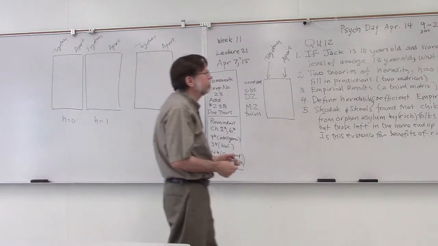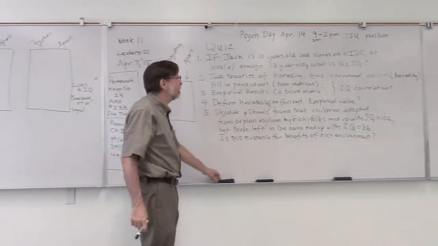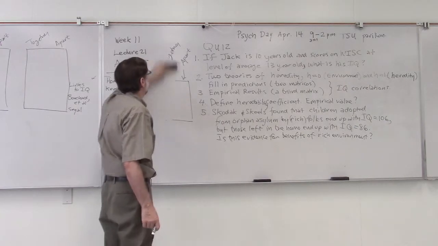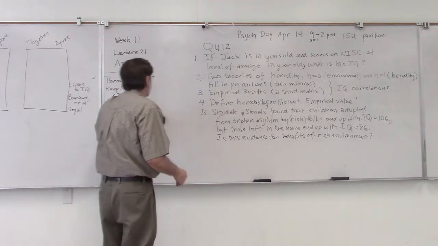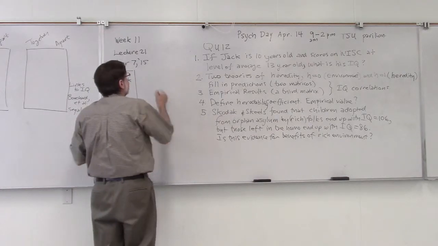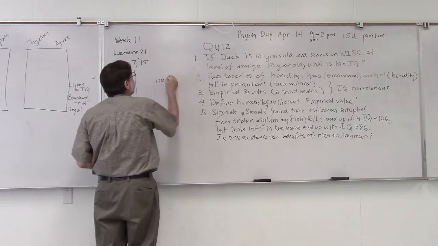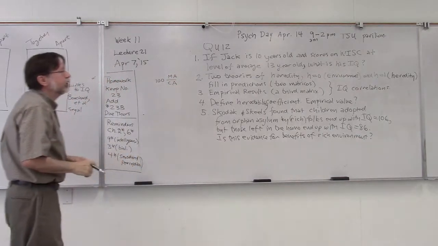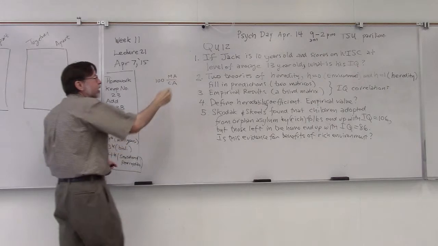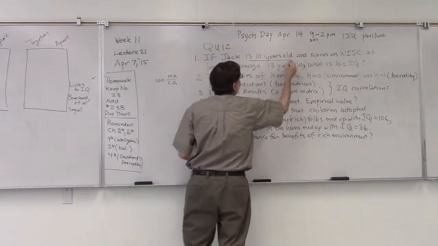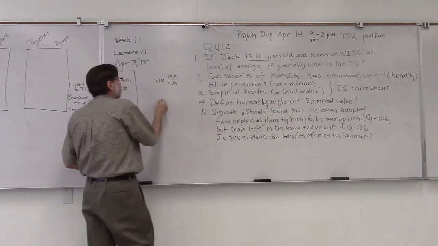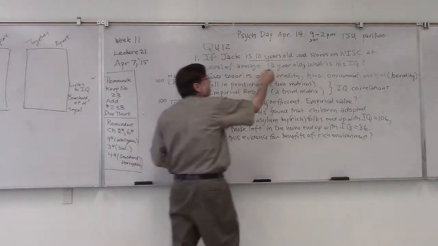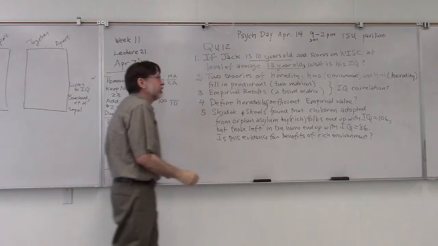years old and scores on the intelligence test at the level of the average 13-year-old. What's his IQ? You need the equation for IQ, and the equation for IQ is 100 times mental age divided by chronological age. And we see that his chronological age, he's 10 years old. So his chronological age is 10, so that's 100 over 10, and his mental age is 13 because he's like the average 13-year-old on the test.